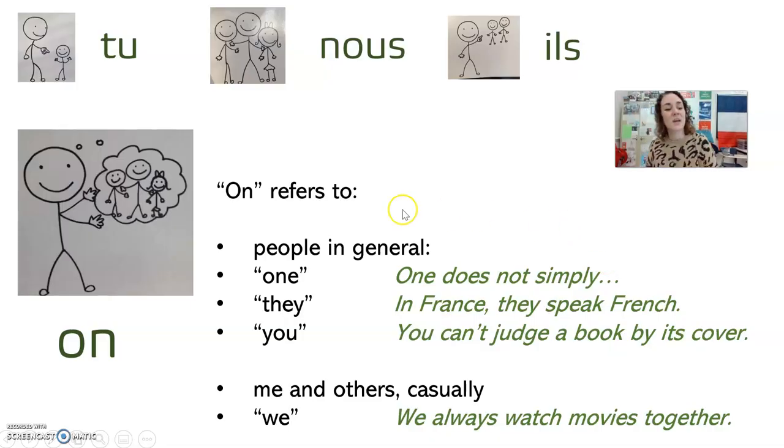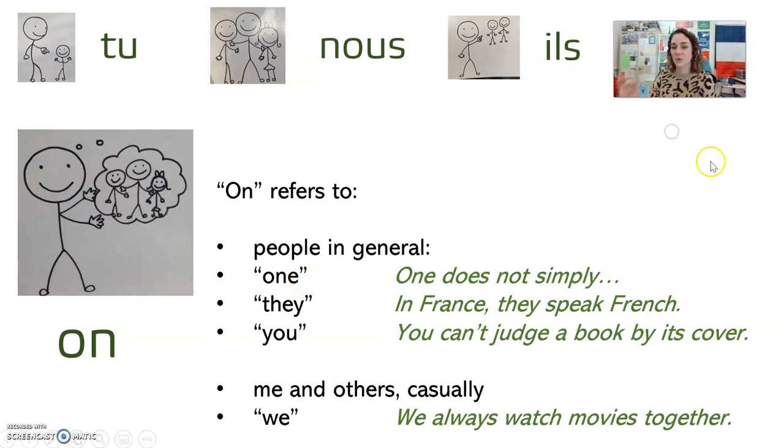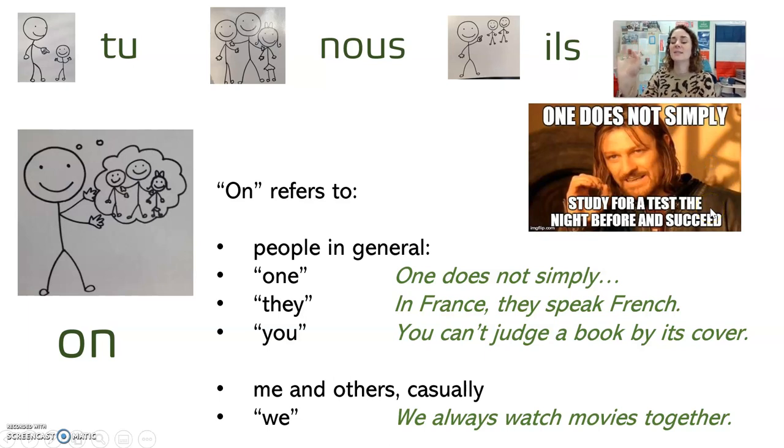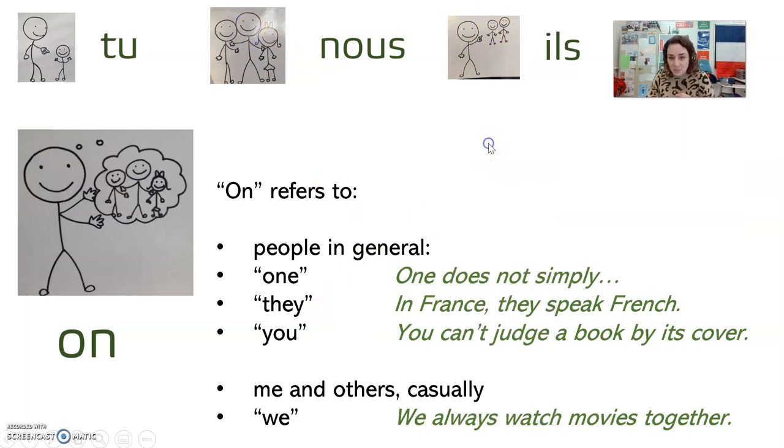Okay, almost done. The word on, that little nebulous idea I said we'd come back to, on can mean one. Kind of like the meme, like one does not simply. If I'm just speaking in general about a group, I'm going to say on. I'm going to say one. Instead of saying ils, which is a specific group of people, or nous, which is specific, you can use on. You can use on to mean they. And I'm not being specific. I'm just saying this group that exists.